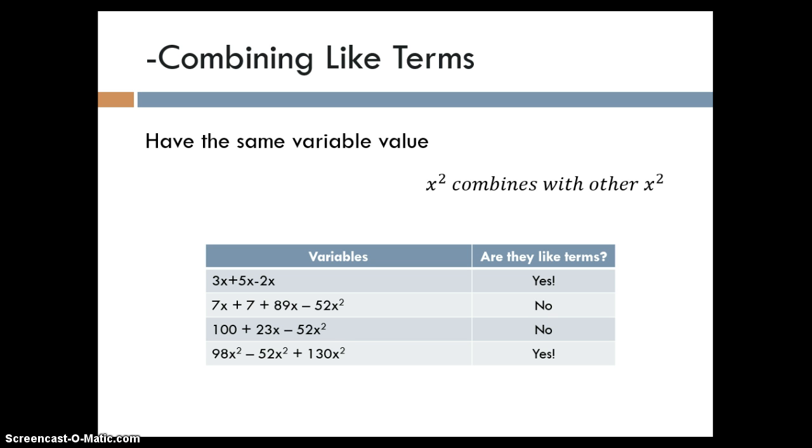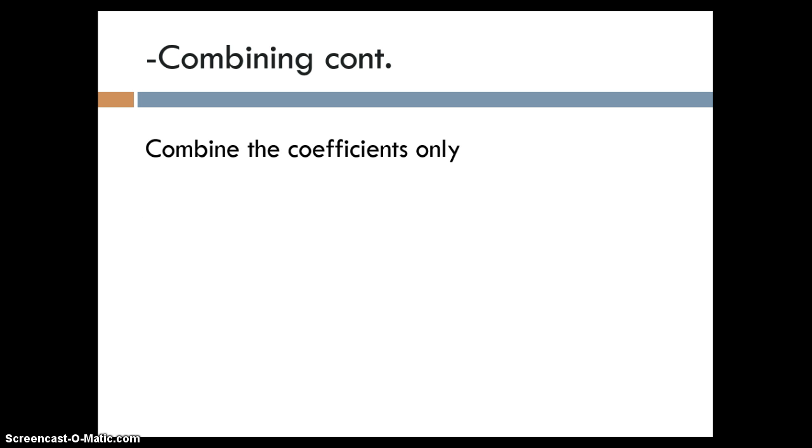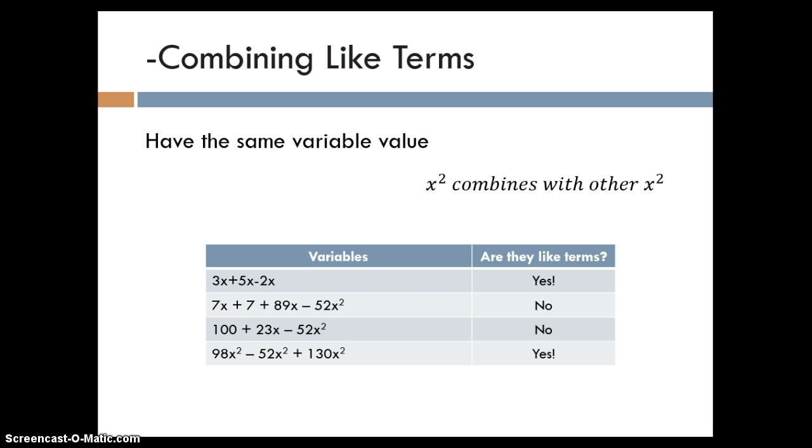Now with the second example, they are not all like terms, because we have an x, we have a number that doesn't even have an x, we have another x, and then we have an x squared. So there's only two factors in that equation that can be combined. Can anybody tell me which factors those are? 7x and 89x. Right. So your final answer would be 86x plus 7 minus 52x squared.